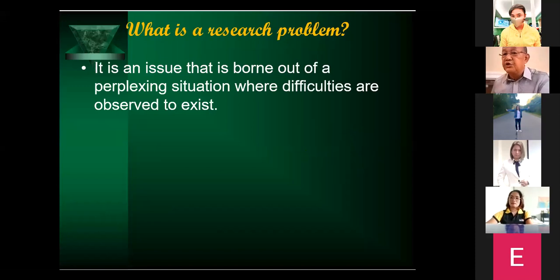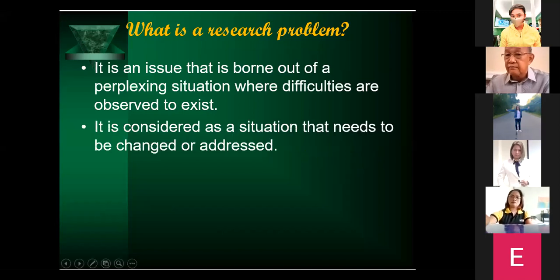What is a research problem in the first place? It is actually an issue born out of a perplexing situation where difficulties are observed to exist. And as a concerned teacher, for example, you would like to do something about the difficulties encountered by teachers in your school. So that can be a good source of research problem for your thesis or your dissertation. It is usually considered as a situation that needs to be changed or addressed. Sometimes there is an operating procedure. There is a system that is already ongoing.